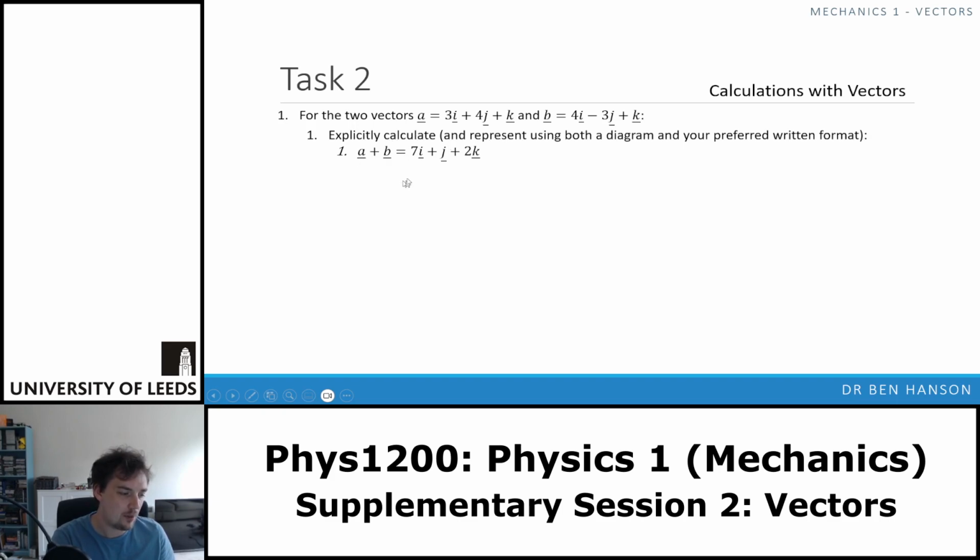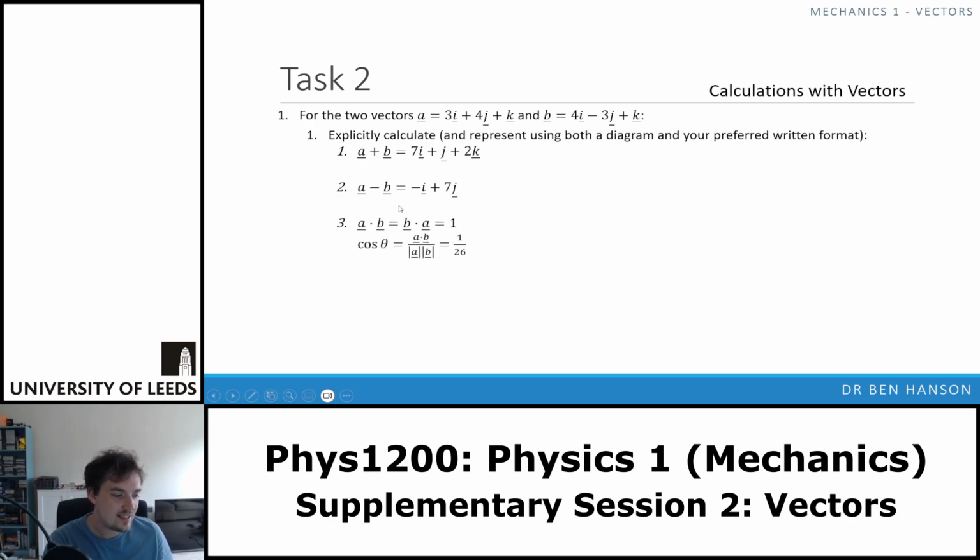But A plus B, you add the i bits together, you add the j bits together, and you add the k bits together. 7i plus j plus 2k, no problem. A minus B, minus the i's, minus the j's, minus the k's. 3 minus 4 is minus 1, 4 minus 3 is plus 7, and k, 1 minus 1k is 0. So the k bit has gone entirely.